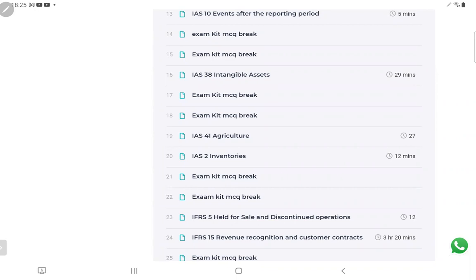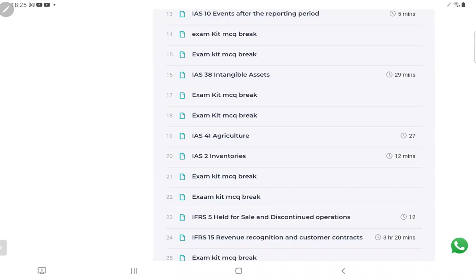All details about IAS 2 you will learn in it. Then again we will have two exam kit MCQ breaks. Then we will move to the next standard, which is held for sale and discontinued operations. What are the assets which can be held for sale, what are discontinued operations, and what are the conditions to recognize an asset as held for sale. All you will learn in this standard.